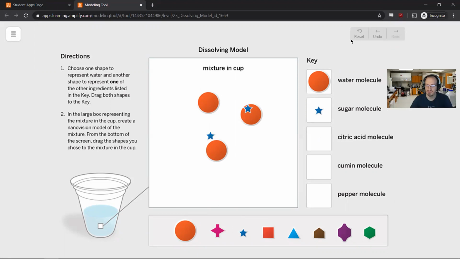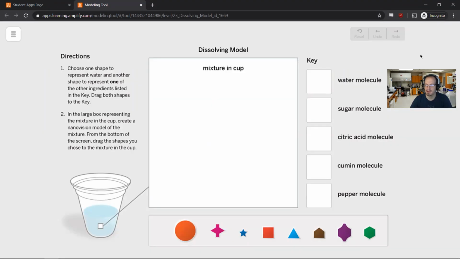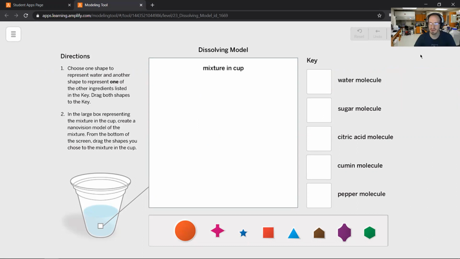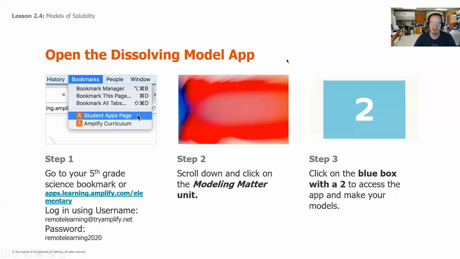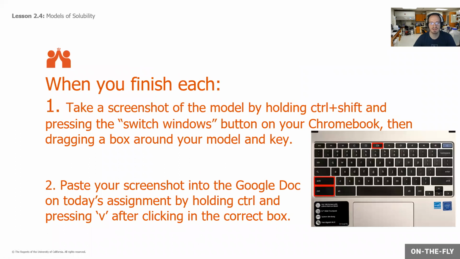And if you messed up, put something there that you didn't want to do, you can just hit undo. If you want to reset the whole thing, you can hit the reset button. So once you're done with that, after you've created each of your models, the first one is going to be one that's soluble in water. The second one is where the solid's not soluble in water. I want you to take a screenshot of each of those.